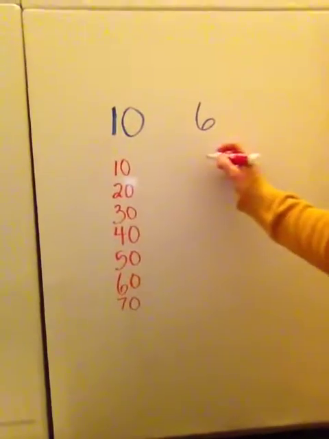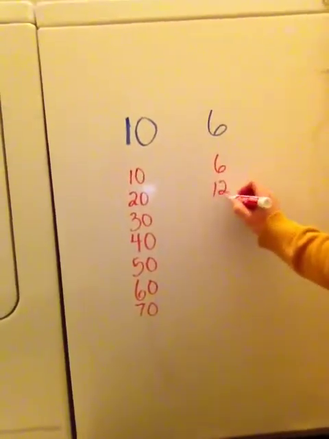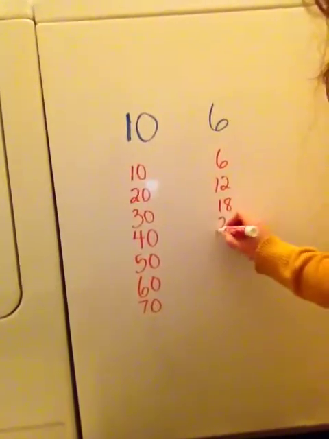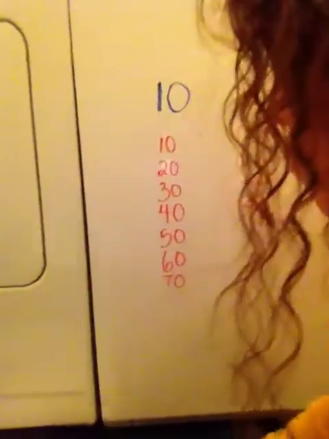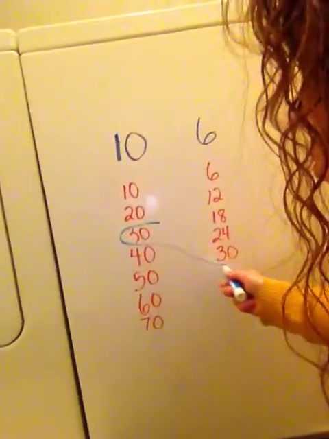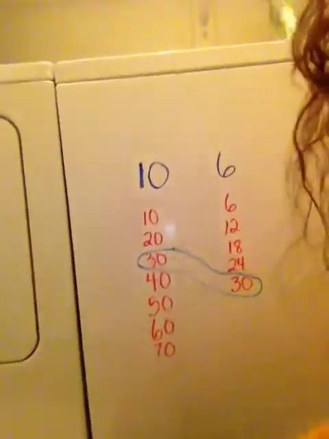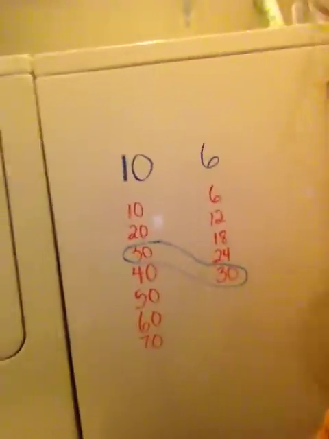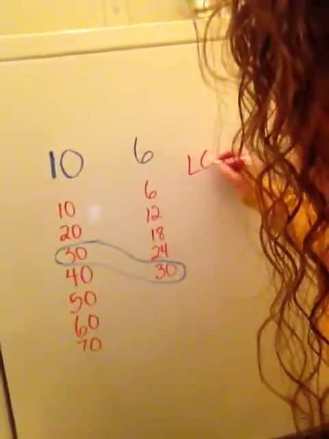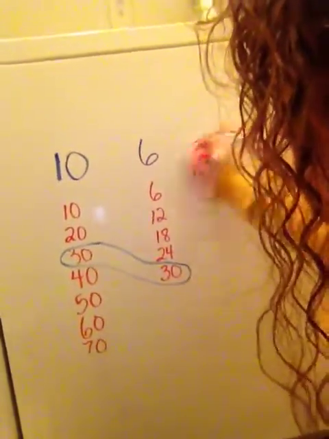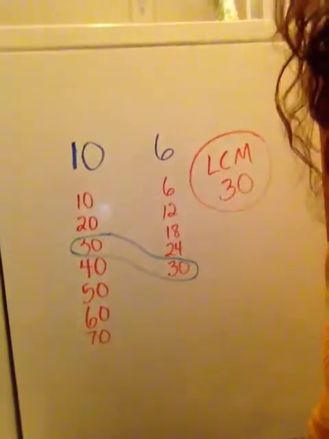Because it might be the first number, and so then if you just keep going on and on, that was kind of pointless. So let's do multiples of 6. 1 times 6 is 6, 2 times 6 is 12, 3 times 6 is 18, 4 times 6 is 24, 5 times 6 is 30. Oh, what do you know? I've got a match. So you go until you have a matching number in each column. Again, you want the lowest number. So 30 is my least common multiple for 10 and 6. And that's all there is to it. It's really that easy.